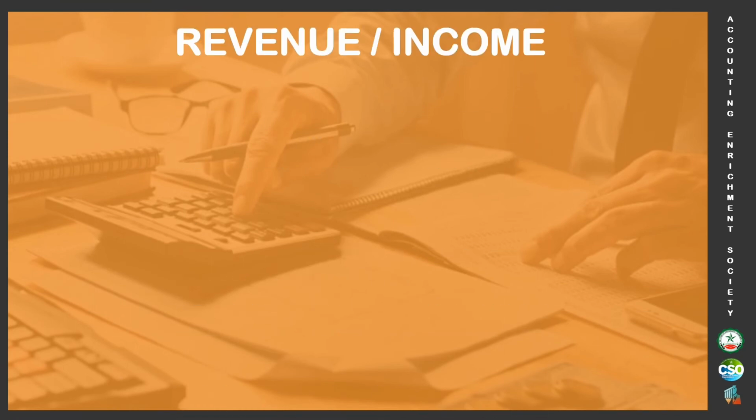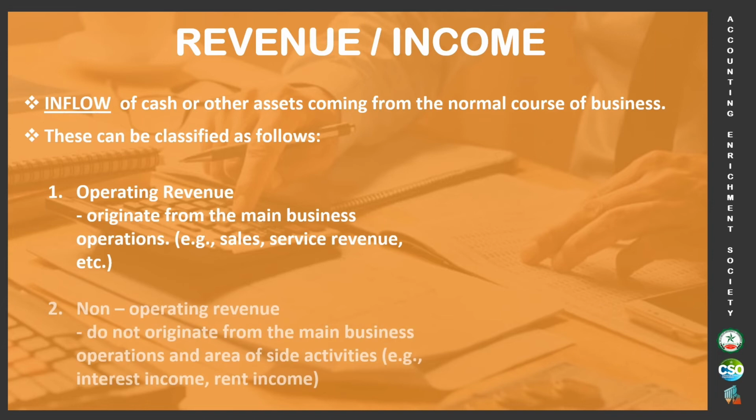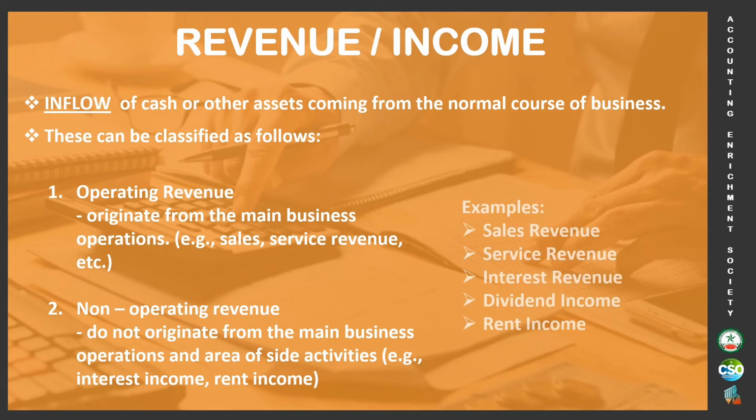So, sa revenue na tayo. Na-explain ko na siya in the previous slide. So, it can be classified into 2, which are operating revenue and non-operating revenue. So, ang kaibahan lang nito kapag sinabing operating revenue, it is from the main business operations. While non-operating revenue is generated siya outside the main business operations. So, examples ng revenue are sales revenue, service revenue, interest revenue, dividend income, rent income. So, marami pa yung examples. So, ito yung pinaka used na examples ng revenue.